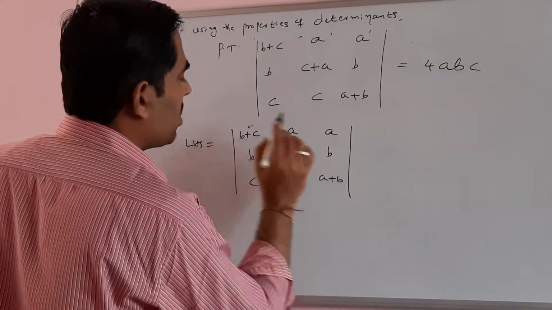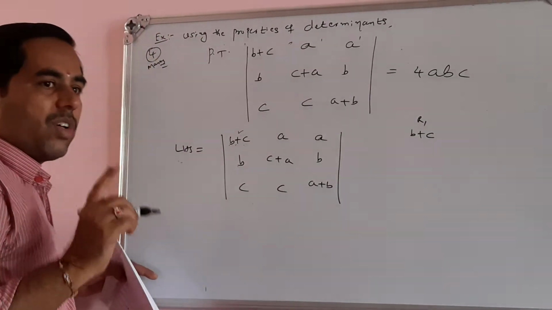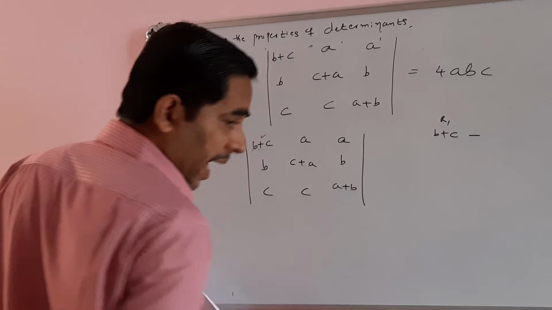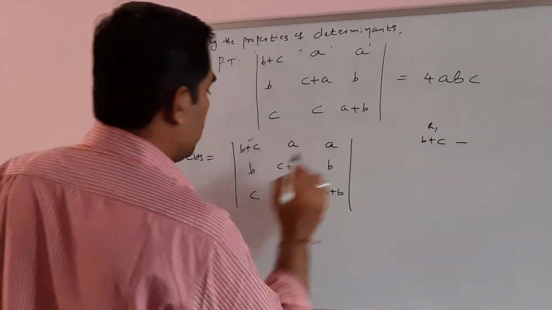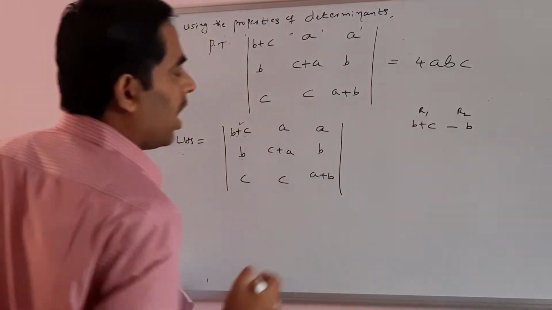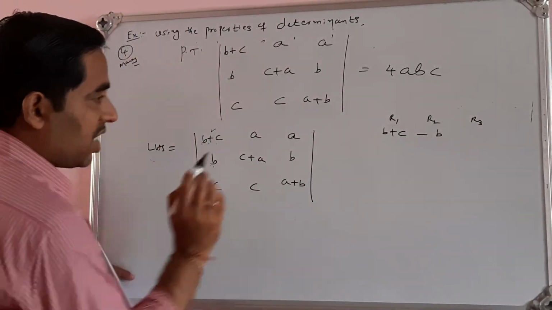See here, what is the first element here? B plus C. It is R1. That is the first element of the first row. If I subtract the second element, see second row, first element, that is B. See R2, that is minus B. Then in the third row, I have C as the element here.